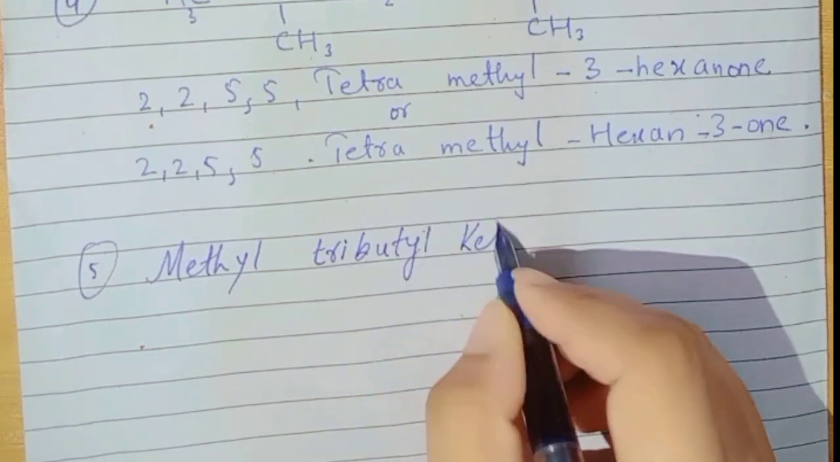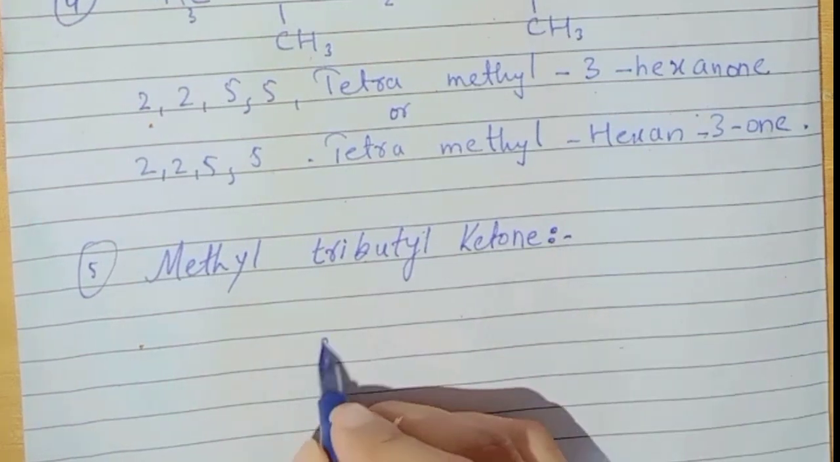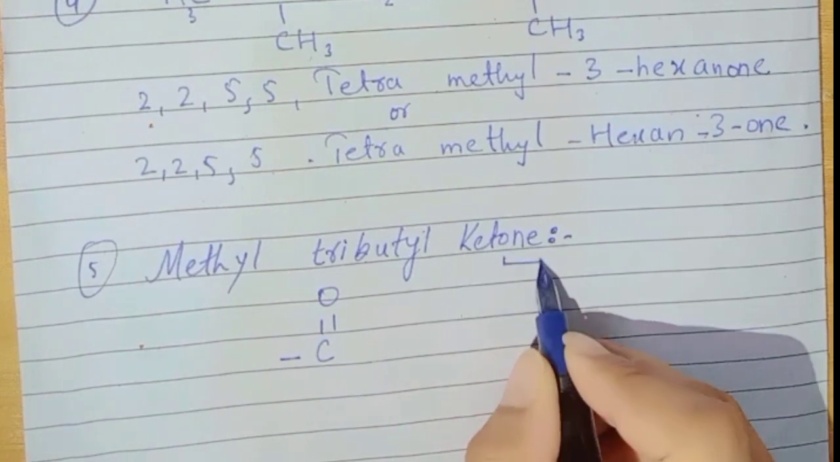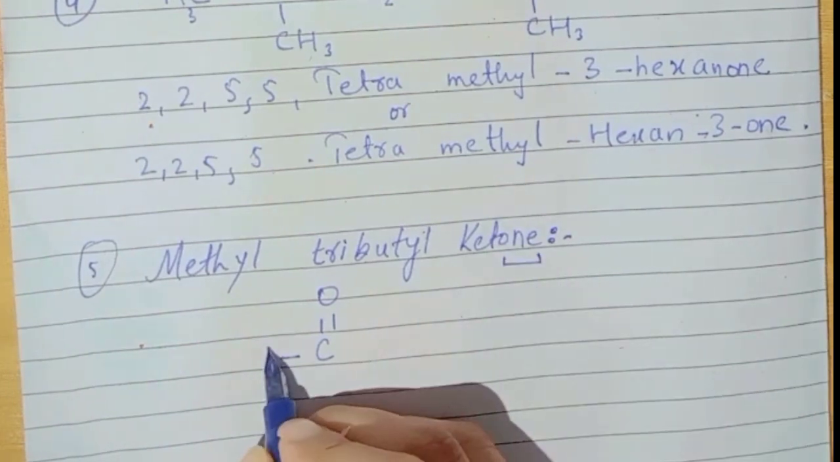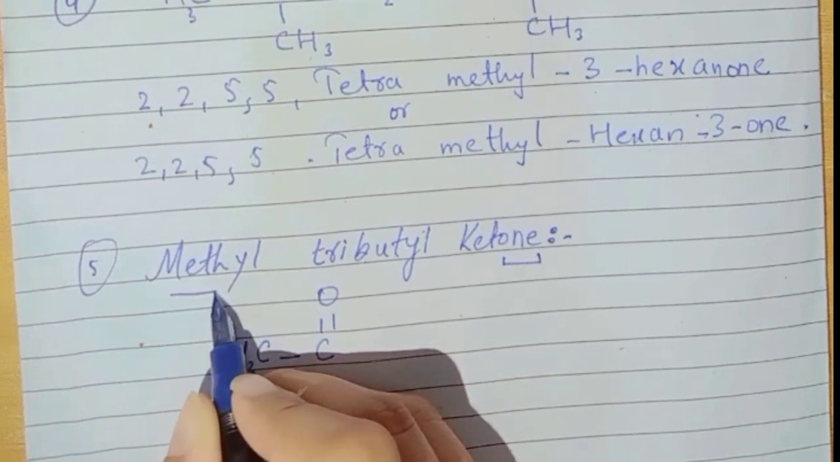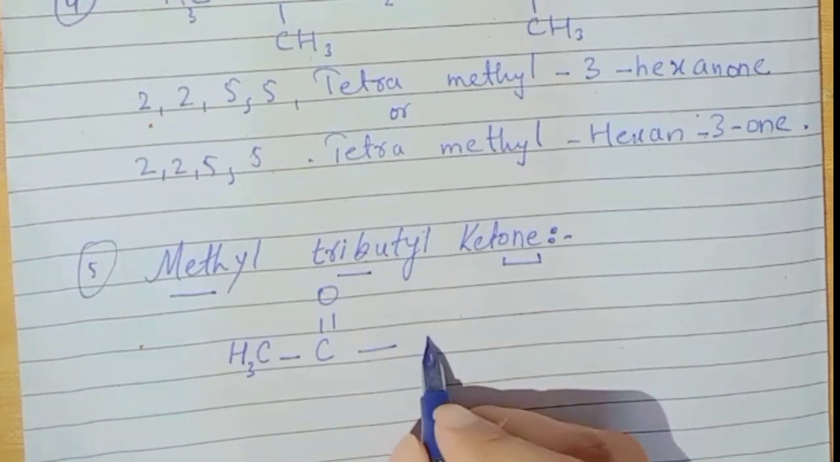Now we discuss a different example. In the previous examples we named the compounds by IUPAC. But in this example the name is given and we have to draw the structure: methyl tributyl ketone. So first we draw the ketone group, which is CO, and then methyl and then tributyl.